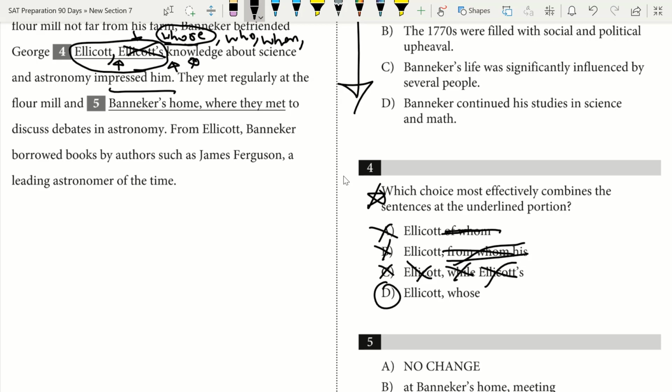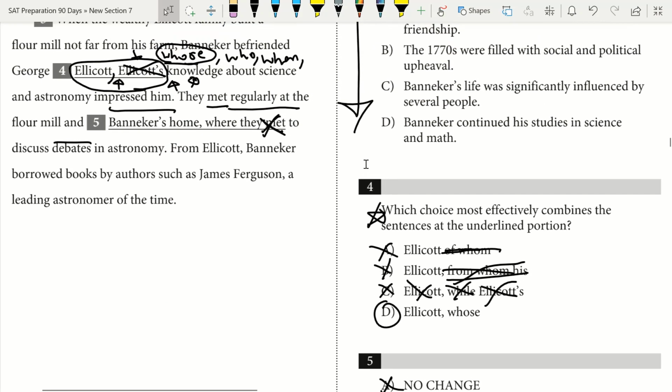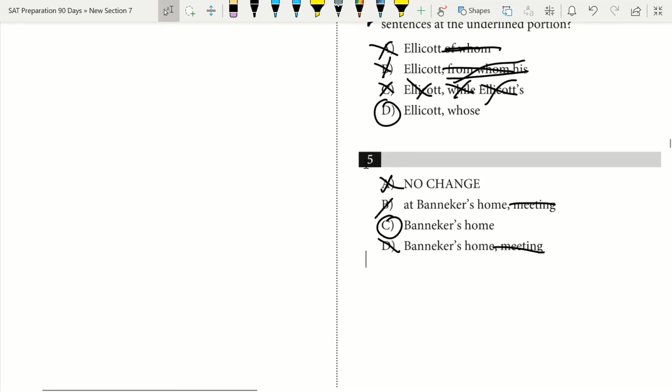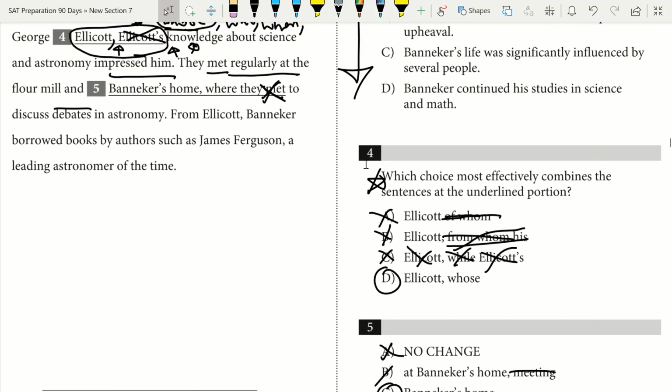impressed him. They met regularly at the flour mill in Banneker's home, where they met. Okay, met here, and I have met here. I don't want to say met twice, so I know A is going to be wrong, right? I have to make a change there. I don't want to say met twice, so I can get rid of that, and I can get rid of that. I know my answer choice has to be C for number 5. All right, so notice there how quickly I was able to get rid of B, D, and A, just because I knew I didn't want to repeat met twice or say met and then meeting, because that's redundant and repetitive. So immediately I knew that was going to have to be C.